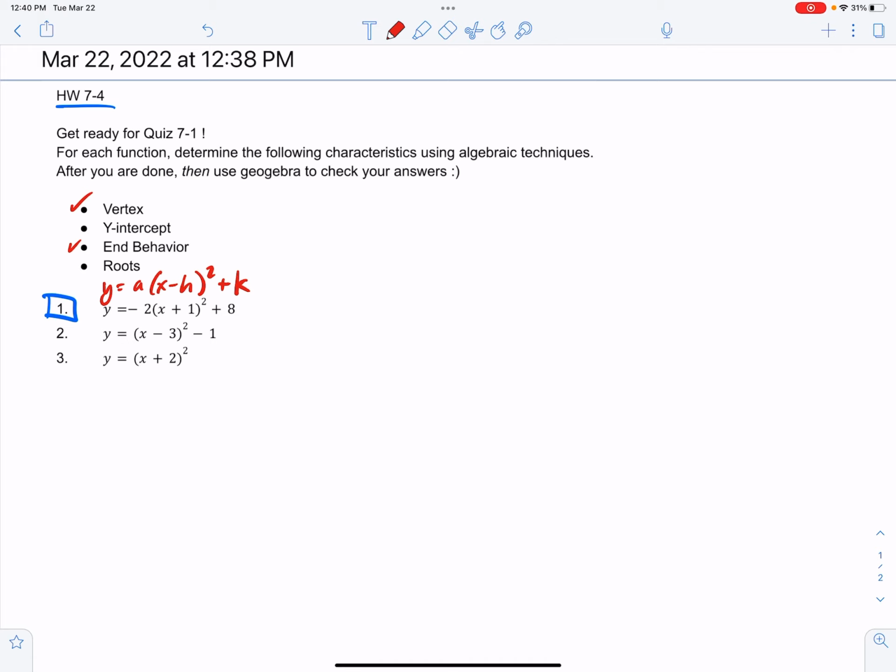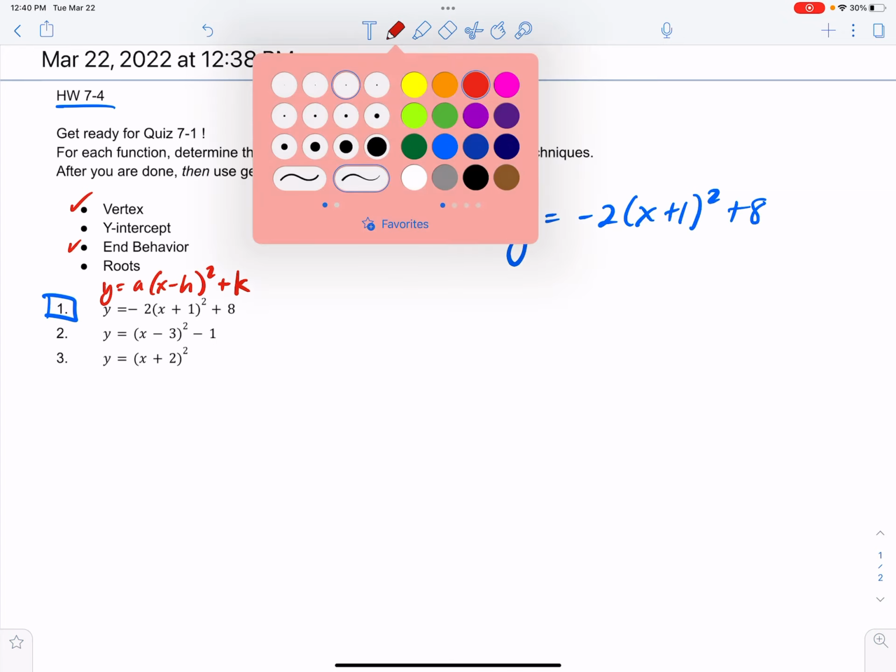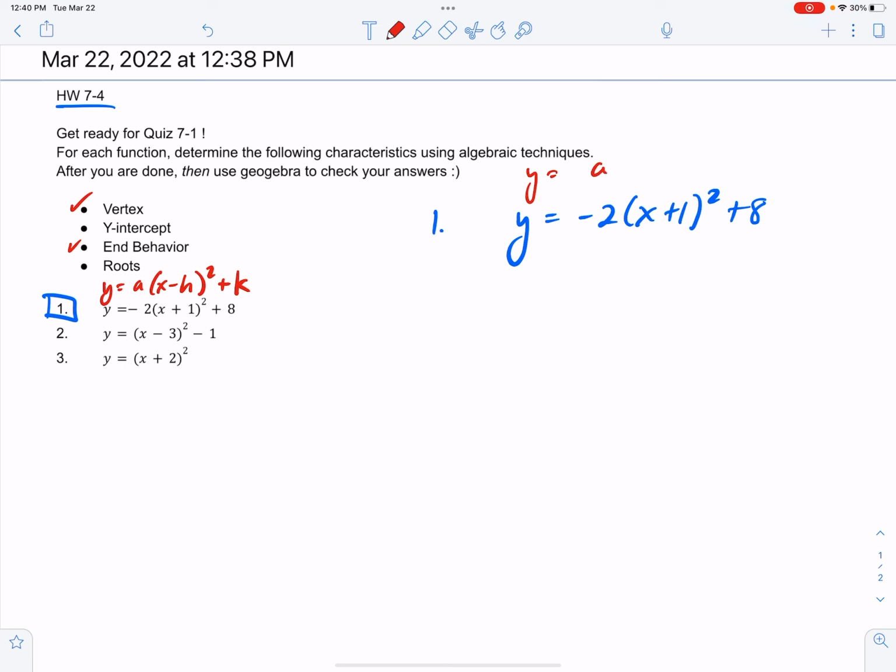So if we look at problem 1, for example, the function is y equals -2 times x plus 1 squared plus 8. Now in this case, a is -2, h is -1, and k is 8. So let's write that down. a is -2, h is -1, and k is 8.